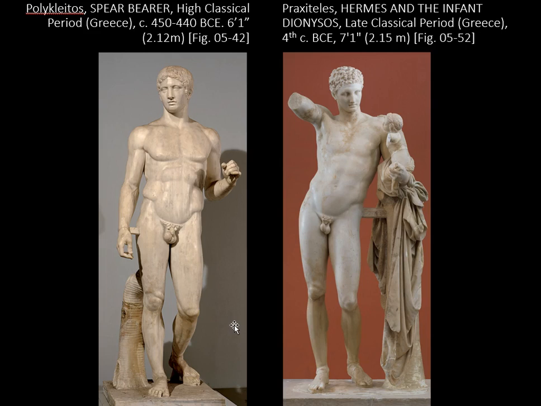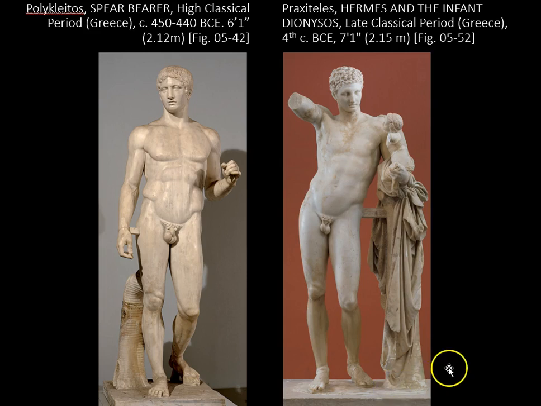So with the human figure, of course, there are a lot of other changes that are taking place, and one of the best ways I think to see that is to compare our spear bearer over here by Polycletus, who was the guy that invented the classical canon, with a late classical sculpture by a sculptor named Praxiteles, who was a very famous sculptor. His works are known from Roman copies.